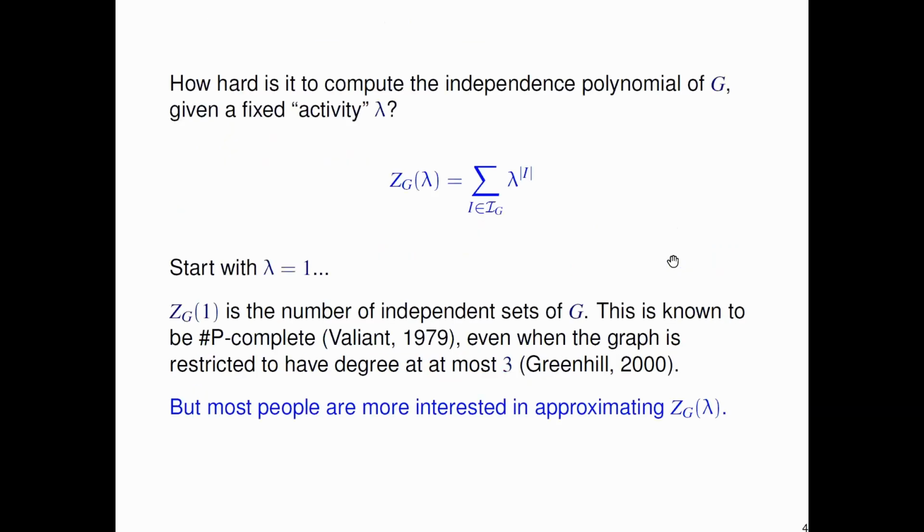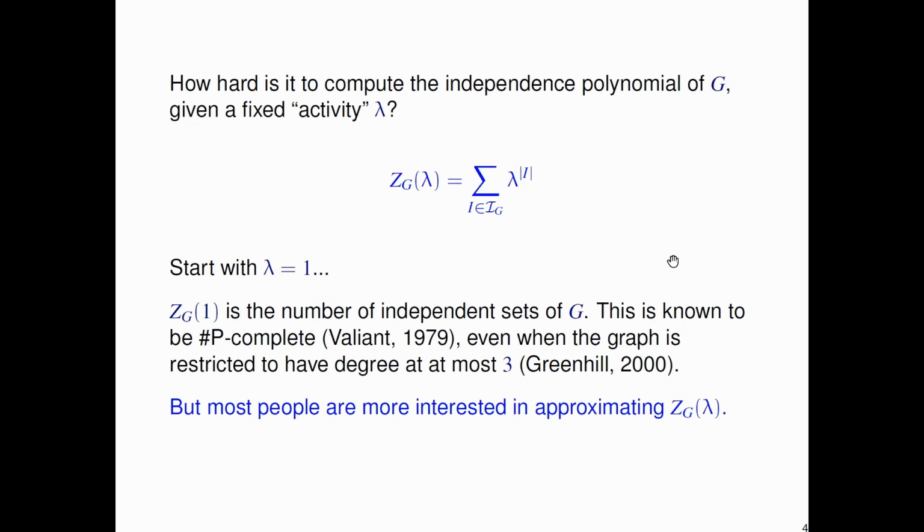Okay, so we start out by asking how hard it is to actually compute the independence polynomial for a fixed lambda. The physicists call the lambdas activities, so I might do that because I've been around their world for a while. But let's start with lambda equals 1. So now we're just counting independent sets.